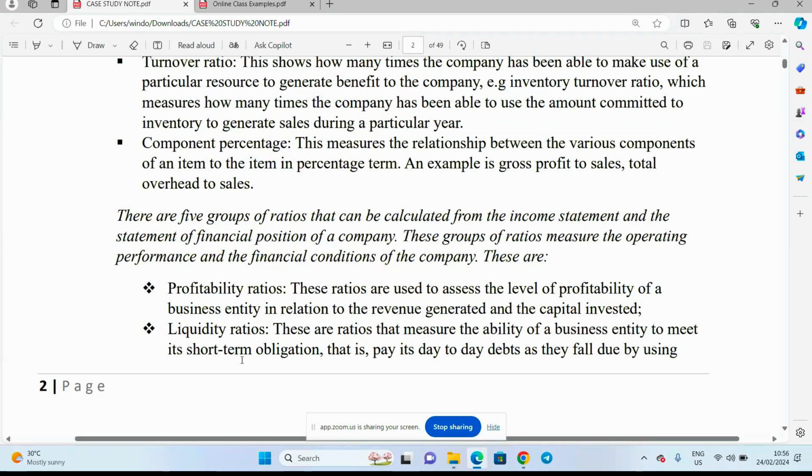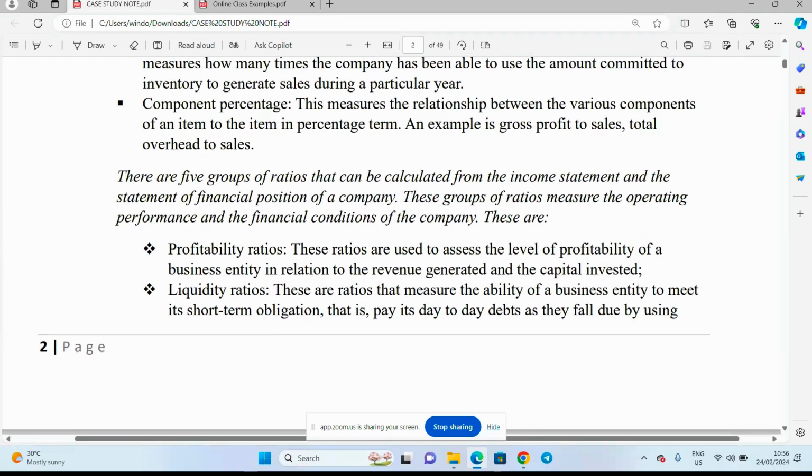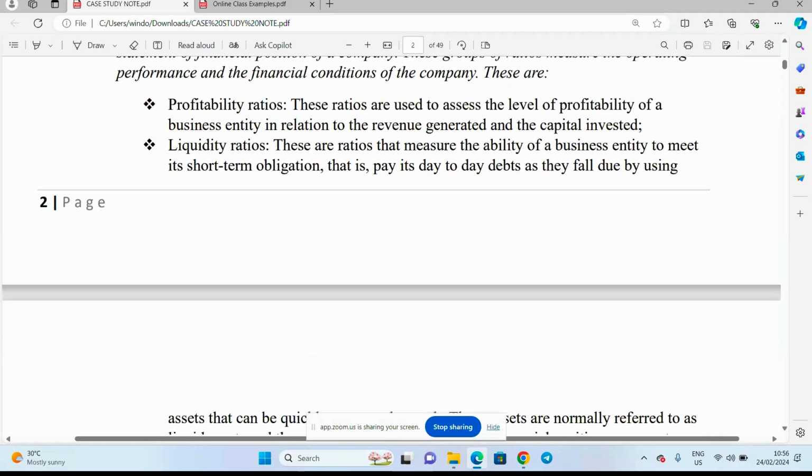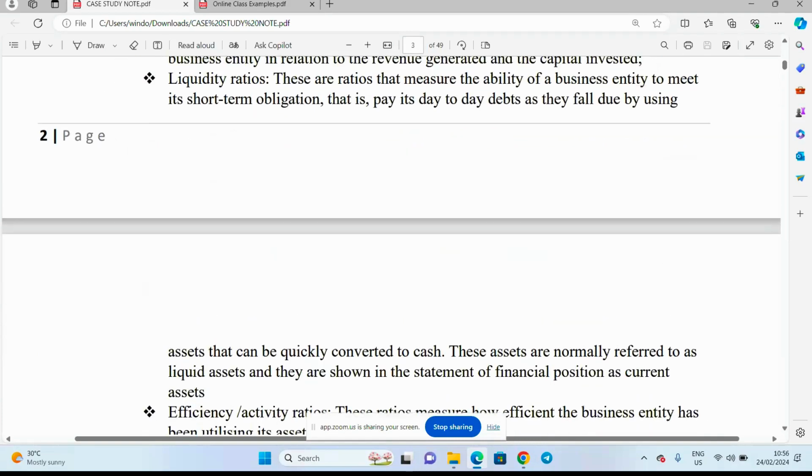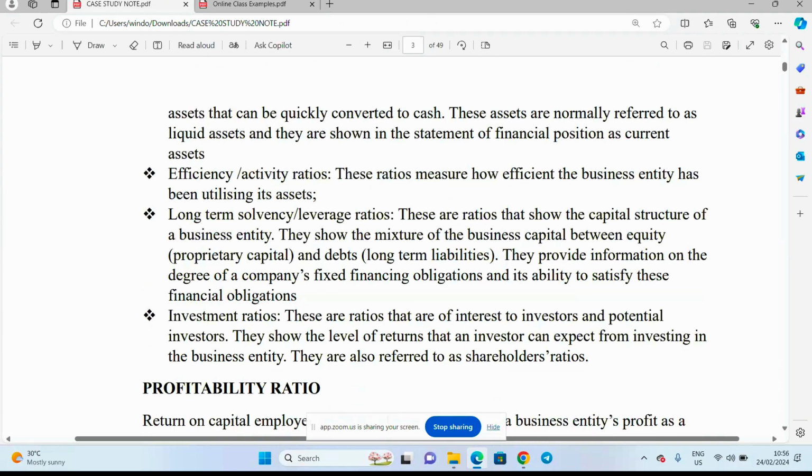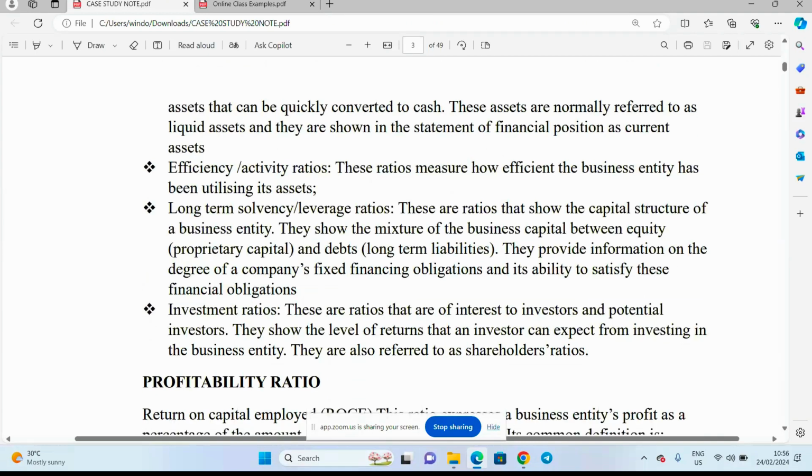These are ratios that measure the ability of a business entity to meet its short-term obligations. That is, pay its day-to-day debts as they fall due by using assets that can be quickly converted to cash. These assets are normally referred to as liquid assets, and they are shown in the statement of financial position as current assets.